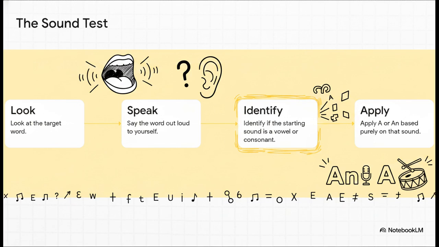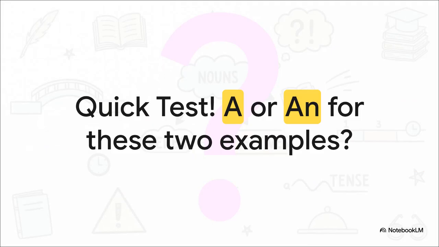If it makes a hard consonant sound, drop an A. This simple 4-step process eliminates like 99% of careless errors because you're actually hearing the grammar in action. Okay, pop quiz. Let's test this logic out together right now. What do you think goes in these blanks, based strictly on the sounds?